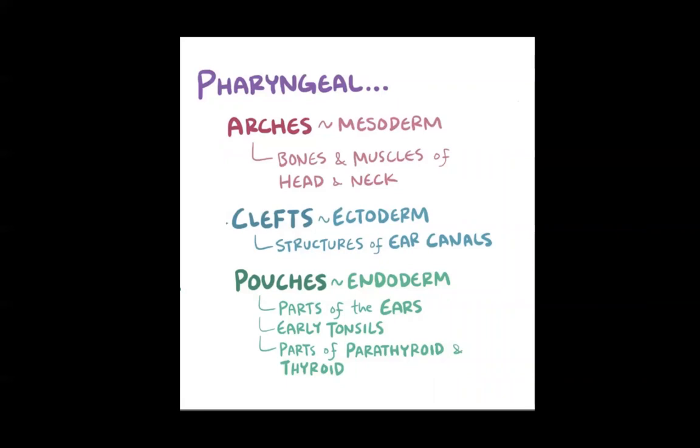Clefts are external, so ectoderm, and participate in the ear canal. Pouches, from endoderm, form part of the ear, and this is why middle and external ear abnormalities go together, but also tonsil, parathyroid, and thyroid. In particular, the pouches are involved in the regulation of calcium metabolism. So cleft: ear; pouches: ear, tonsil, parathyroid and thyroid, and regulation of calcium.